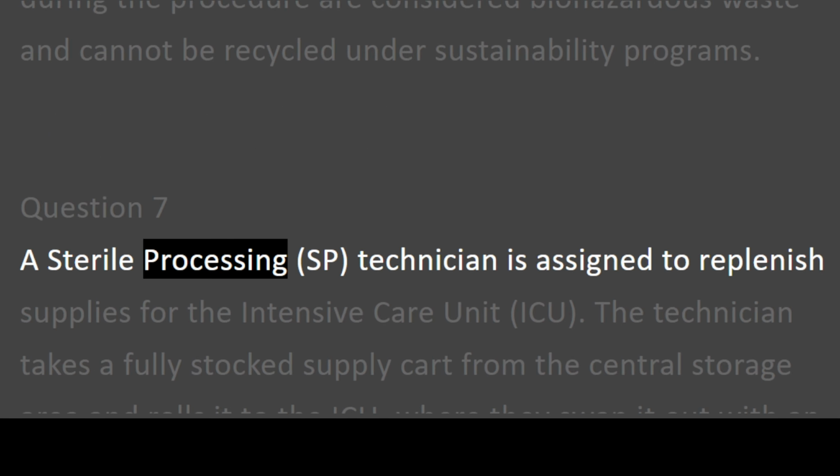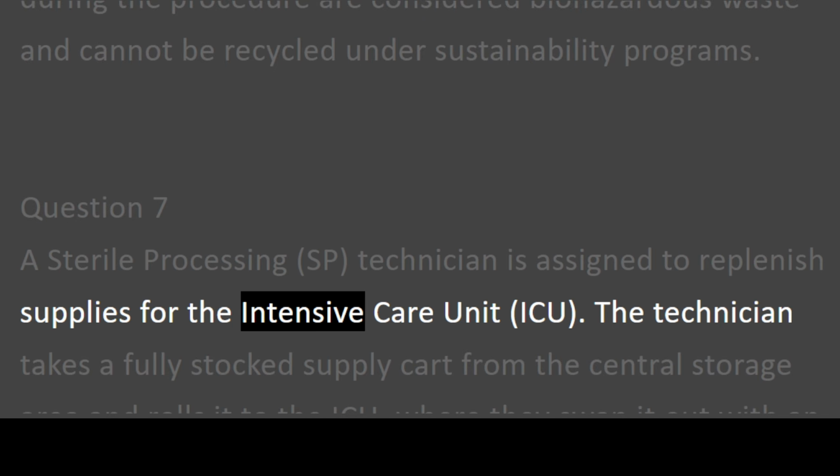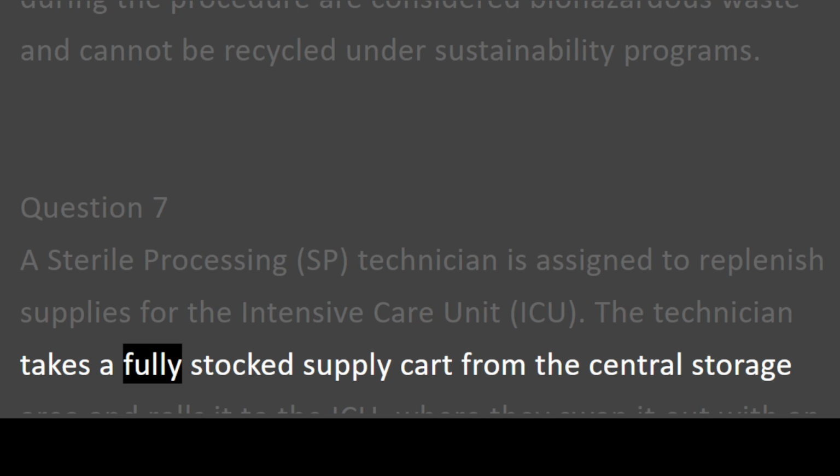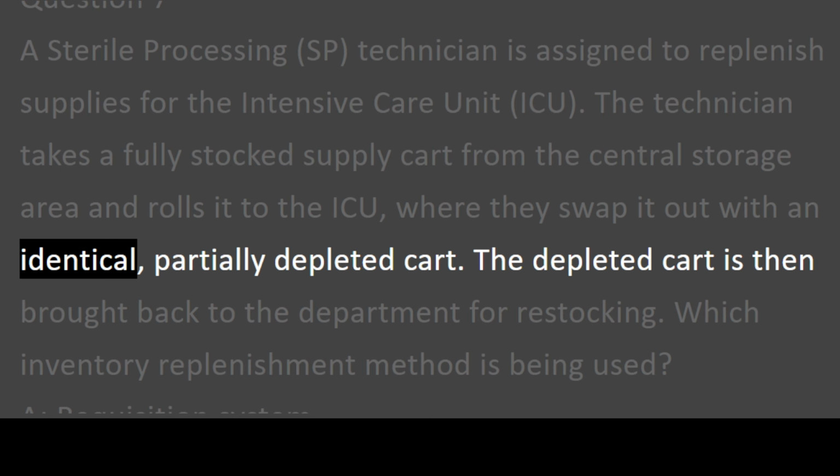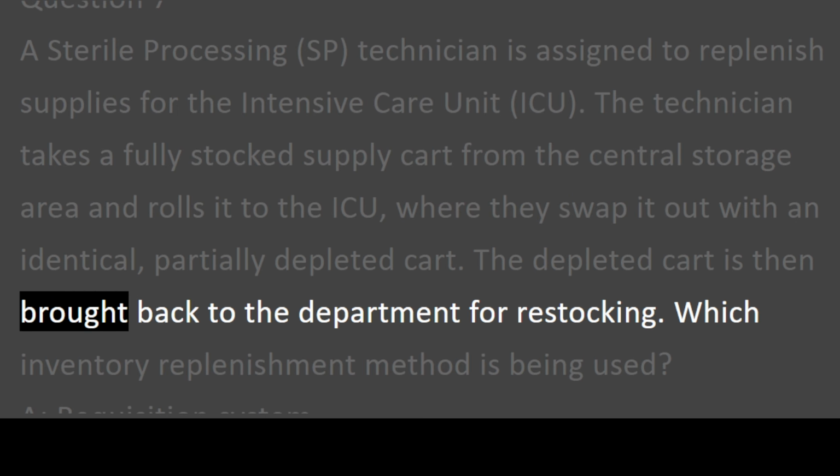A sterile processing (SP) technician is assigned to replenish supplies for the intensive care unit (ICU). The technician takes a fully stocked supply cart from the central storage area and rolls it to the ICU, where they swap it out with an identical, partially depleted cart. The depleted cart is then brought back to the department for restocking.